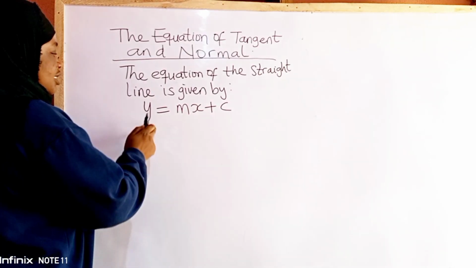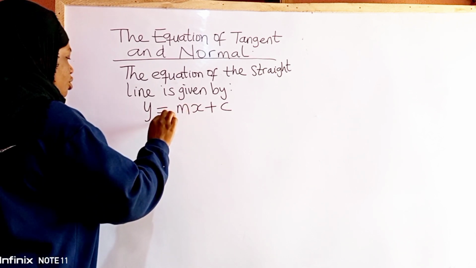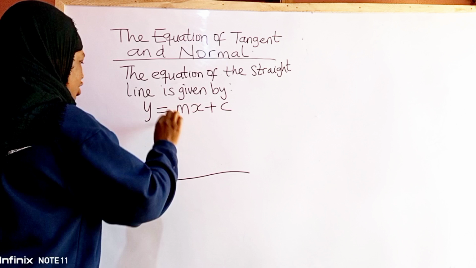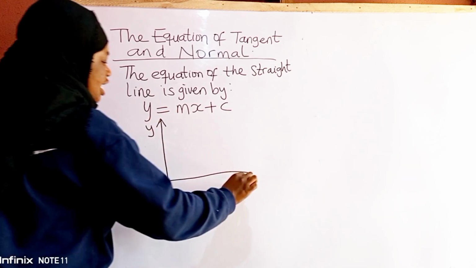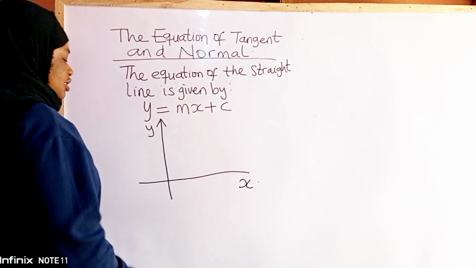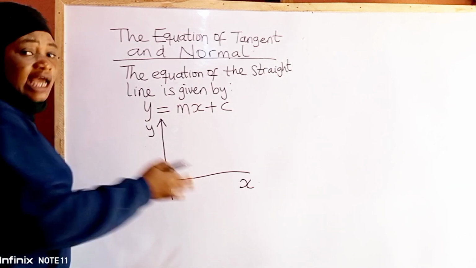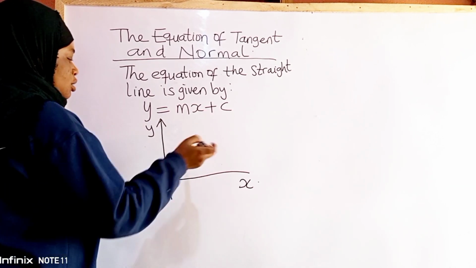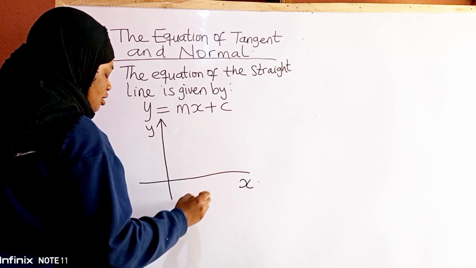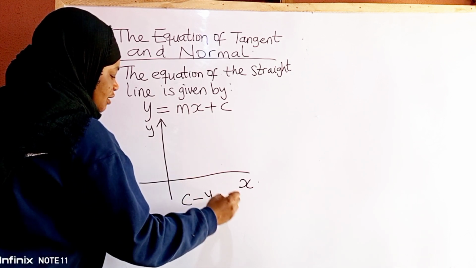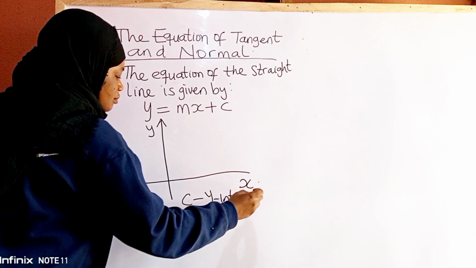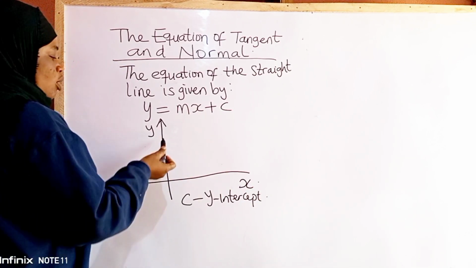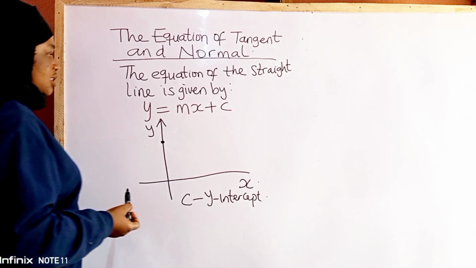You draw a graph like this. This is the y-axis, and here is the x-axis. So y and x, they are points. Now, m here is the gradient. So this c is the y-intercept. It will be somewhere on the y-axis.